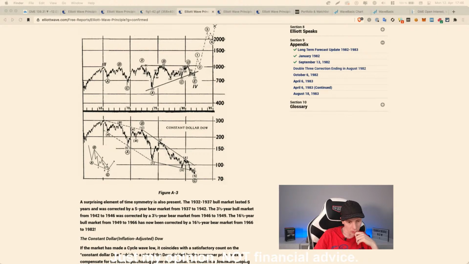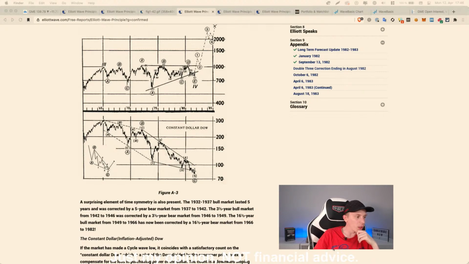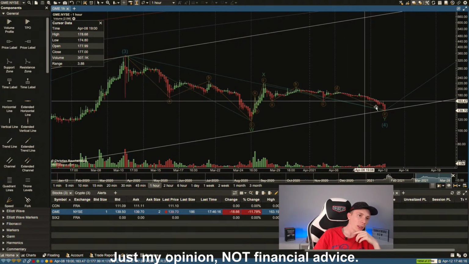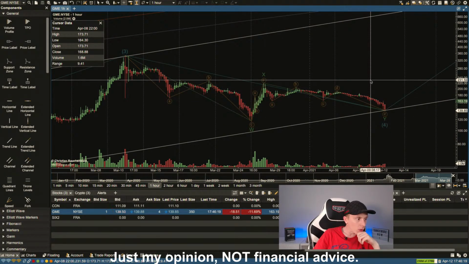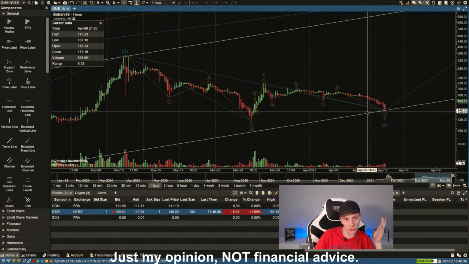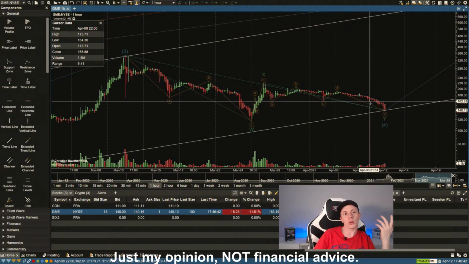That forced me on the weekend, two days ago, basically on Saturday, to come up with the new labeling, so that this is a triple three, and we're currently in the triangle pattern of that. That is a nice thing because a triangle is always the last corrective pattern before the final motive wave, which means it's always in wave 4 and it's always the last corrective pattern in that corrective wave before we go up.